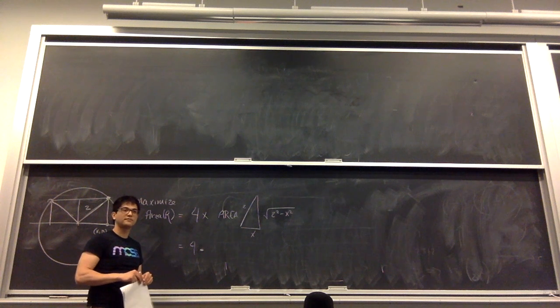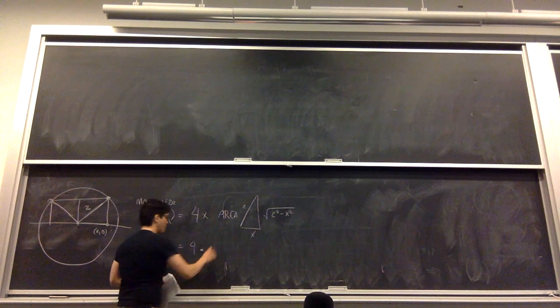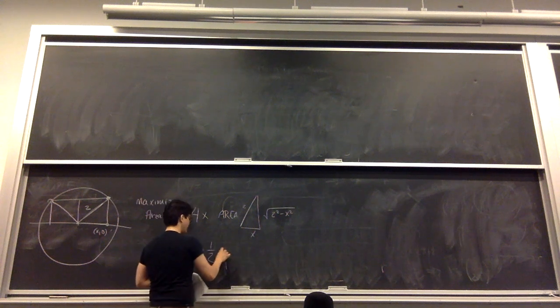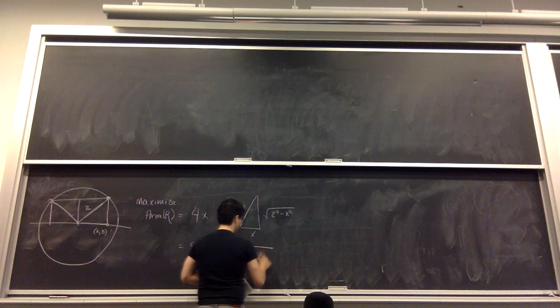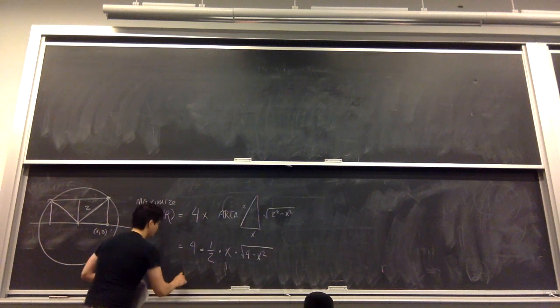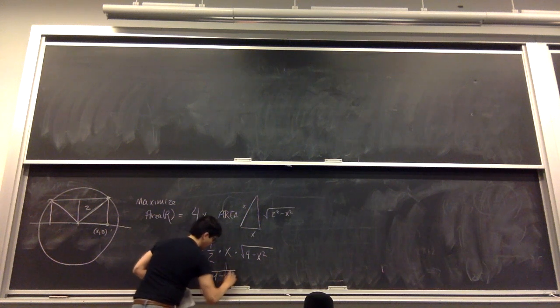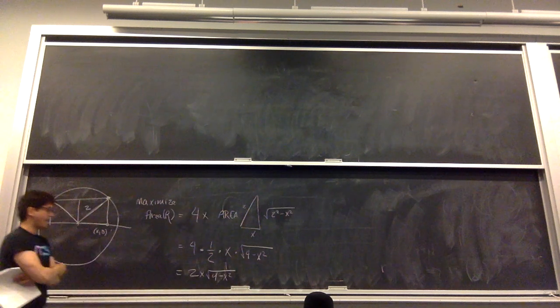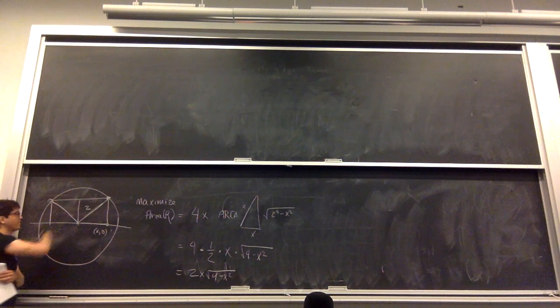1/2 base times the height, right? It's half of a rectangle. Okay, so we have 1/2 the base times the height. So this actually works out to 2x times the square root of 4 minus x squared. What are the boundary points of the area? Or what is the maximum and the minimum x that we can choose?